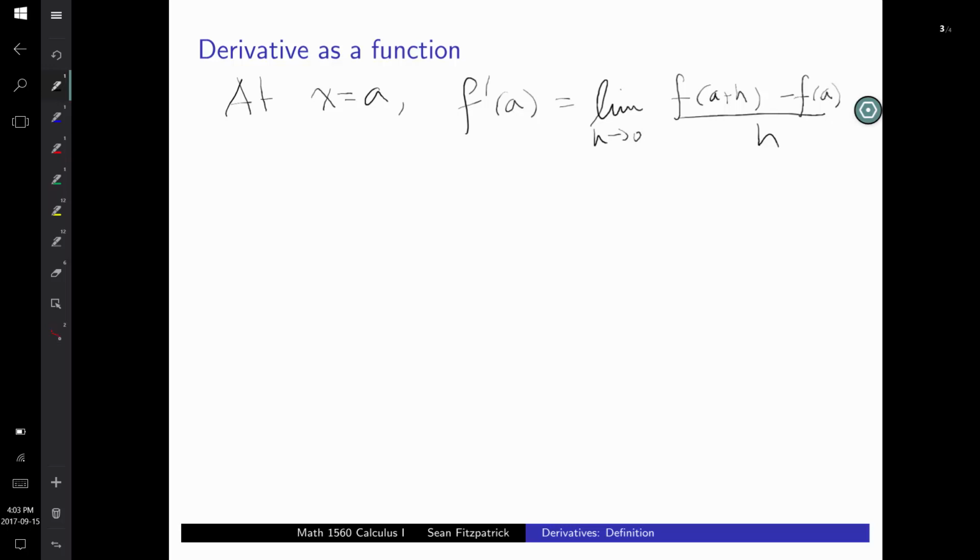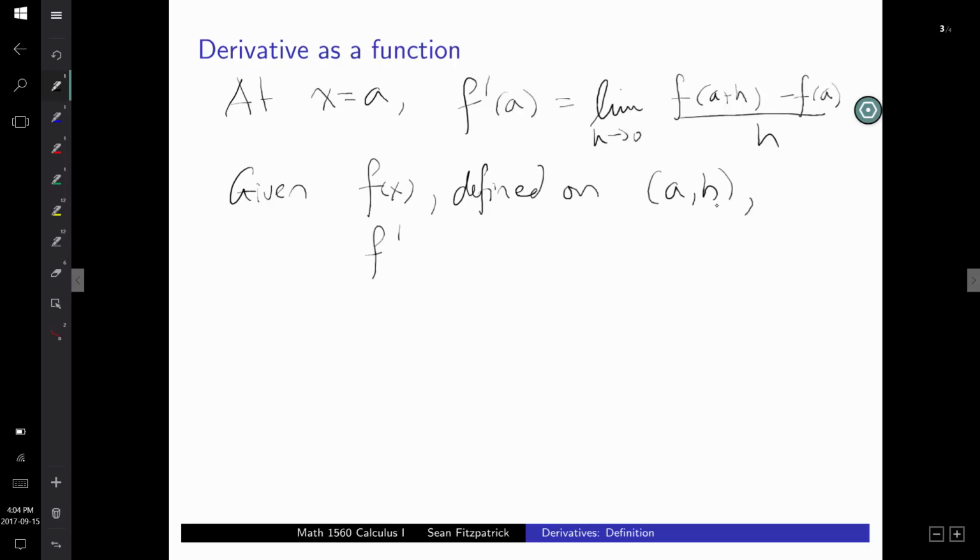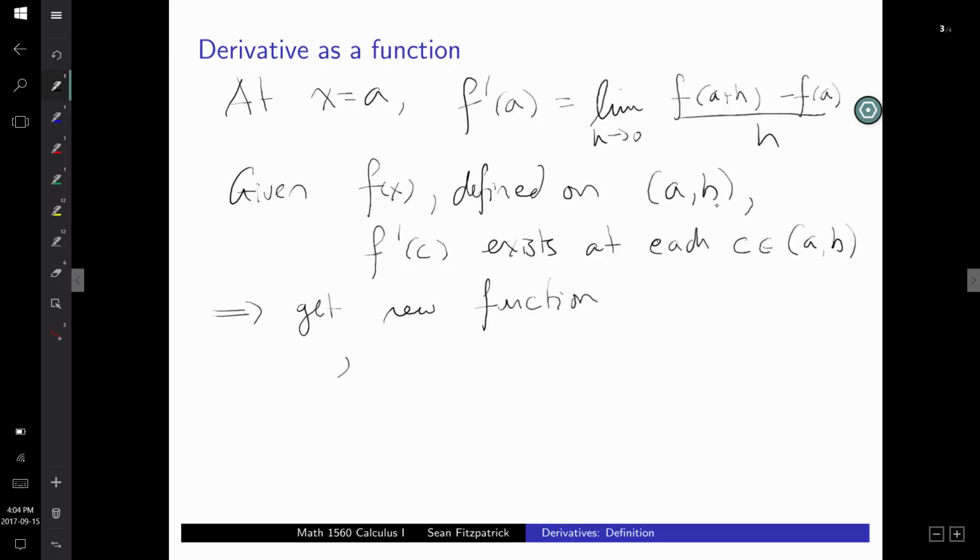And so what happens is, you're given a function f of x, and it's going to be defined on some open interval from say a to b, and you find that f prime of c exists at each point c between a and b. Well, once you have those, that means you can now get a new function by simply doing this derivative calculation at every point.